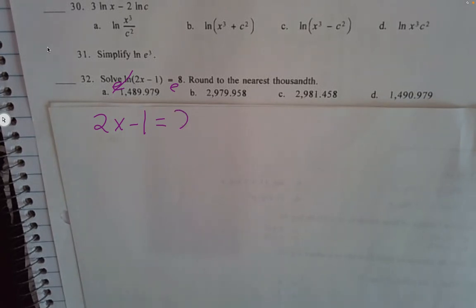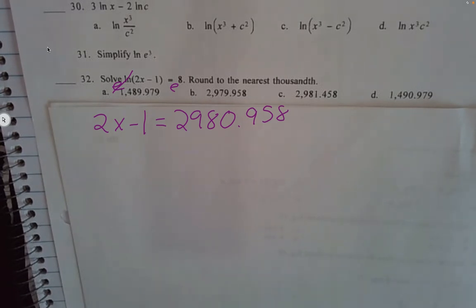So e to the 8 is 2980.958. Why am I going 3 decimals? Because my answers are 3 decimals. Then what would I do? Is everybody okay with that? I just type that right there. E to the 8 is that.